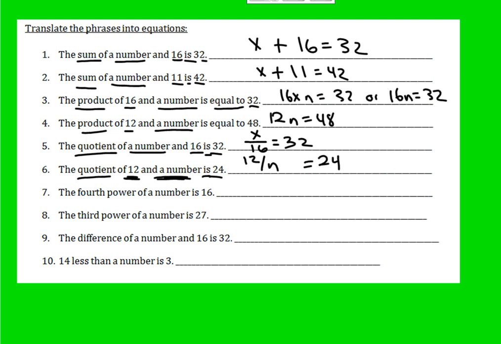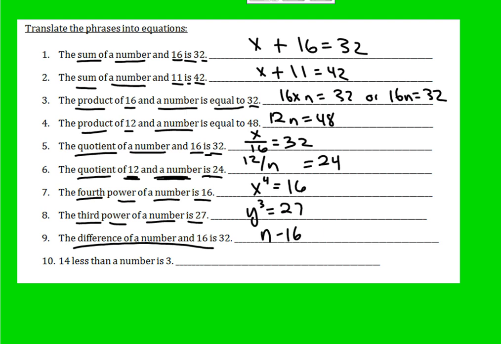All right, the fourth power of a number is 16. So fourth power means we have a number, we don't know it, raised to the fourth power equals 16. The third power of a number is 27. So that's going to be like y cubed equals 27. We don't know the number, it's raised to the third power, it equals 27. The difference of a number and 16 is 32.